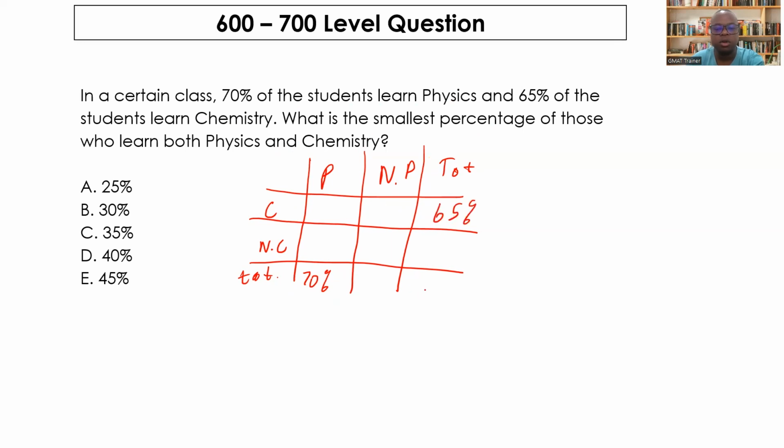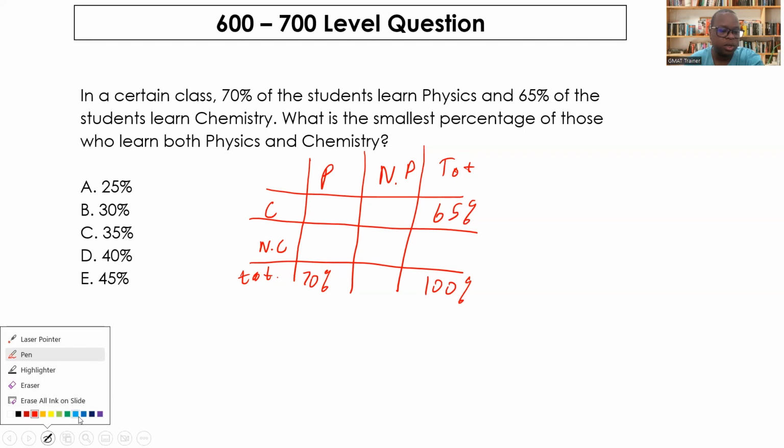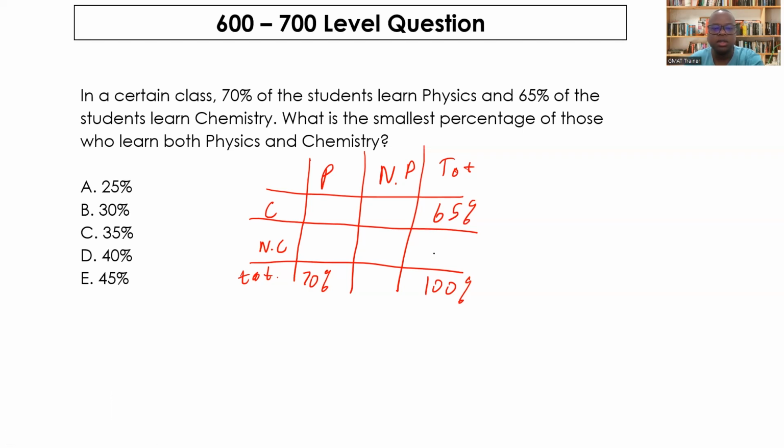If you add these, the total should come to 100%. That is logical, because all the students, the whole population, should be 100%. Therefore, let's change the colors of the pen a bit just to make it more visible. This will mean those who don't take chemistry are at 35%, and those who don't take physics are at 30%.